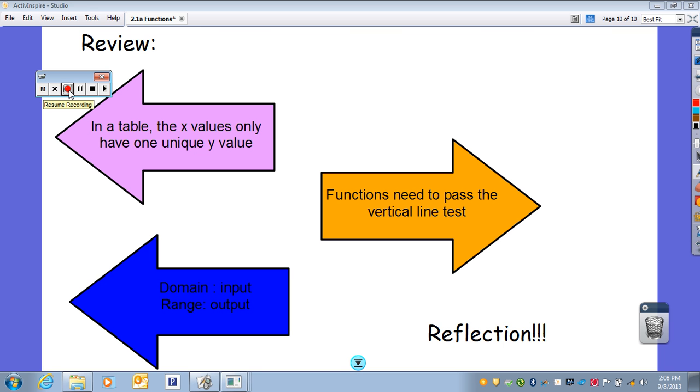Let's review. When you have a table of values, remember that the x values have only one unique y value as the output if our table is to be a function. In a graph, functions need to pass the vertical line test, and please remember that your domain is your input and your range is your output.